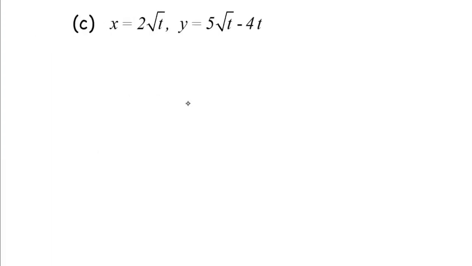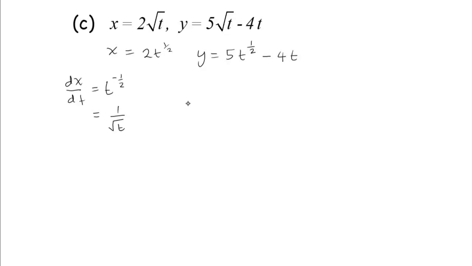Now let's do question C. We have x equals 2 square root of t, so x equals 2t to the power of half, and y equals 5 square root of t minus 4t, so we have 5t to the power of half minus 4t. To find dy/dx, first we have to find our dx/dt and our dy/dt. Our dx/dt is half multiplied by 2, so we get 1, and t to the power of half minus 1 is negative half. That is our dx/dt, which equals 1 over square root of t.